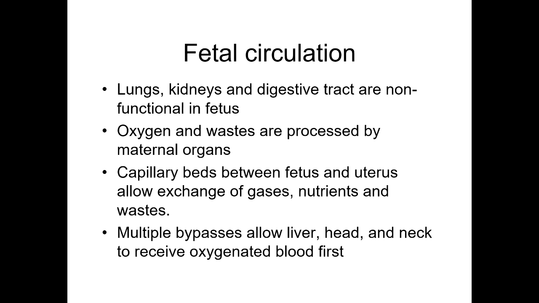And so oxygen and waste are processed by maternal organs, gas exchange happens at the placenta. And so the fetal circulation is just getting blood to all of the tissues. So there are a few bypass areas that I need you to know.